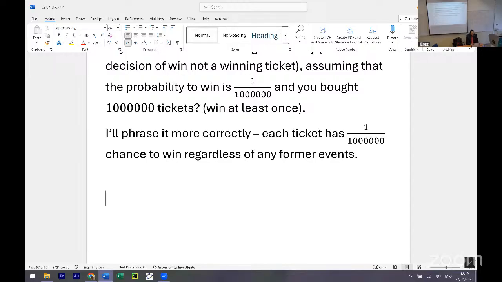So we will calculate, and now very quickly we'll get back to calculus, not just because of calculating. We will calculate the chance to never win. Why? What is the chance to not win on the first ticket?